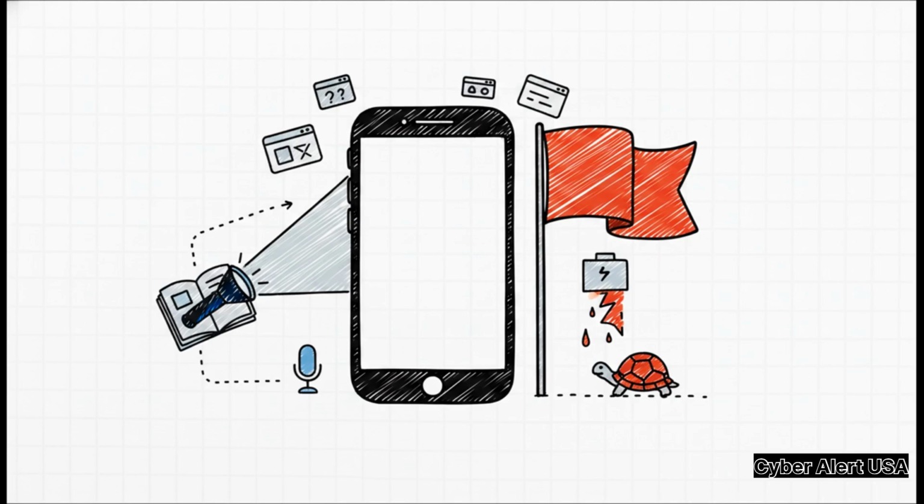Think about this logically for a second. Why on earth would a simple flashlight app ever need access to your contact list or your private text messages? Unless it plans to text your friends in the dark, it doesn't. That is a massive red flag.